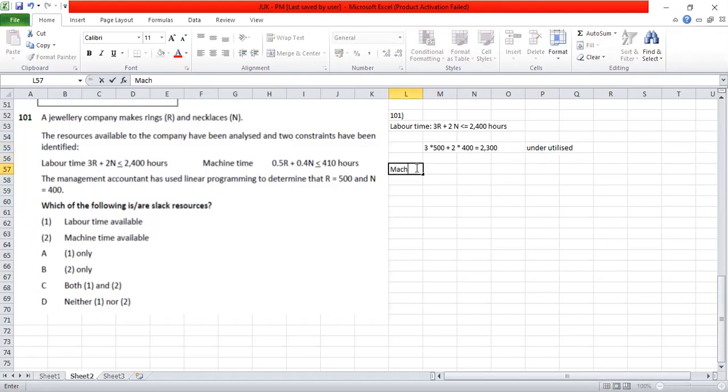Then we have machine time. Now substitute that in the equation. 0.5 into R, which is 500, plus 0.4 into 400 is equal to 250 plus 160. Tell me how much is that? It is 410, exactly 410, no?